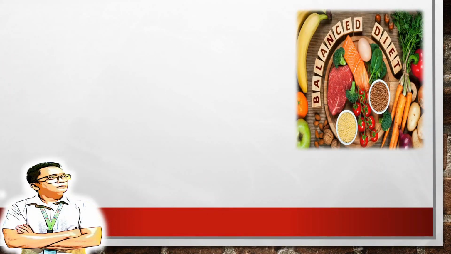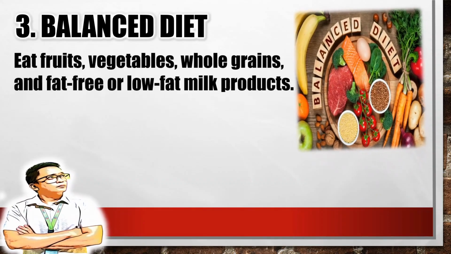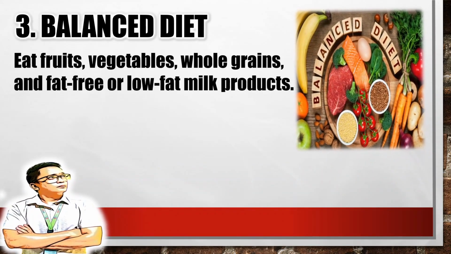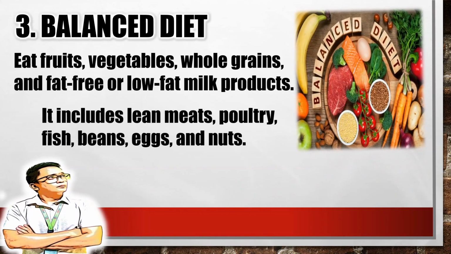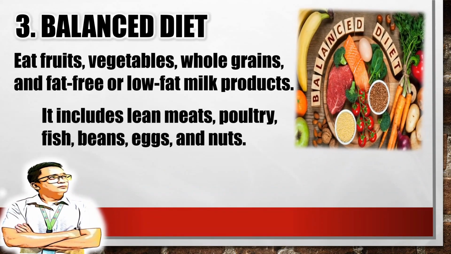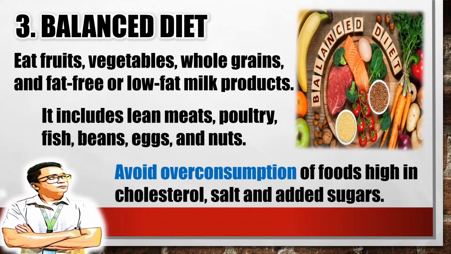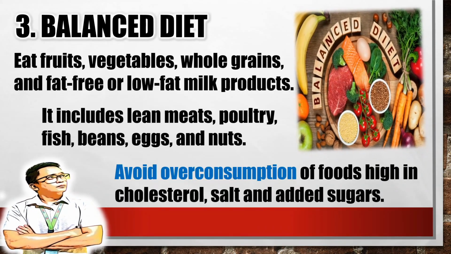Number 3 healthy lifestyle is having a balanced diet. Eat fruits, vegetables, whole grains, and fat-free or low-fat milk products. A balanced diet includes lean meats, poultry, fish, beans, eggs, and nuts. And you should avoid overconsumption of foods high in cholesterol, salt, and added sugars.